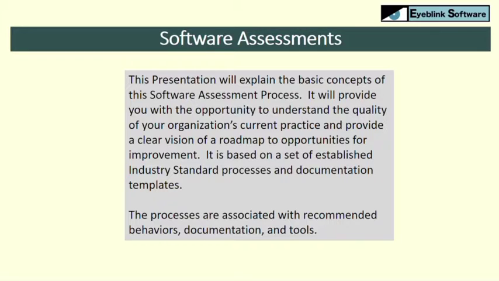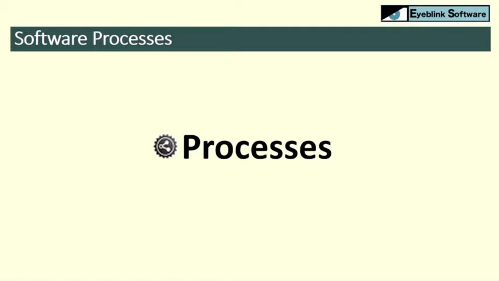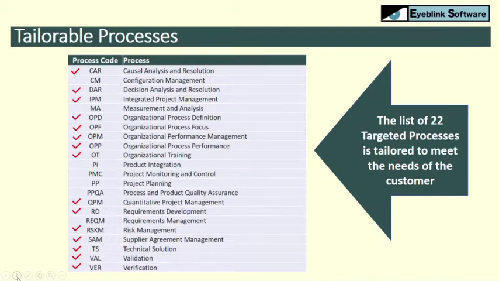The processes are associated with recommended behaviors, documentation, and tools. The primary items in the software assessment are the software processes. The list of 22 targeted processes is tailored to meet the needs of the customer. Here you see the 22 with a set of processes selected for the individual assessment.